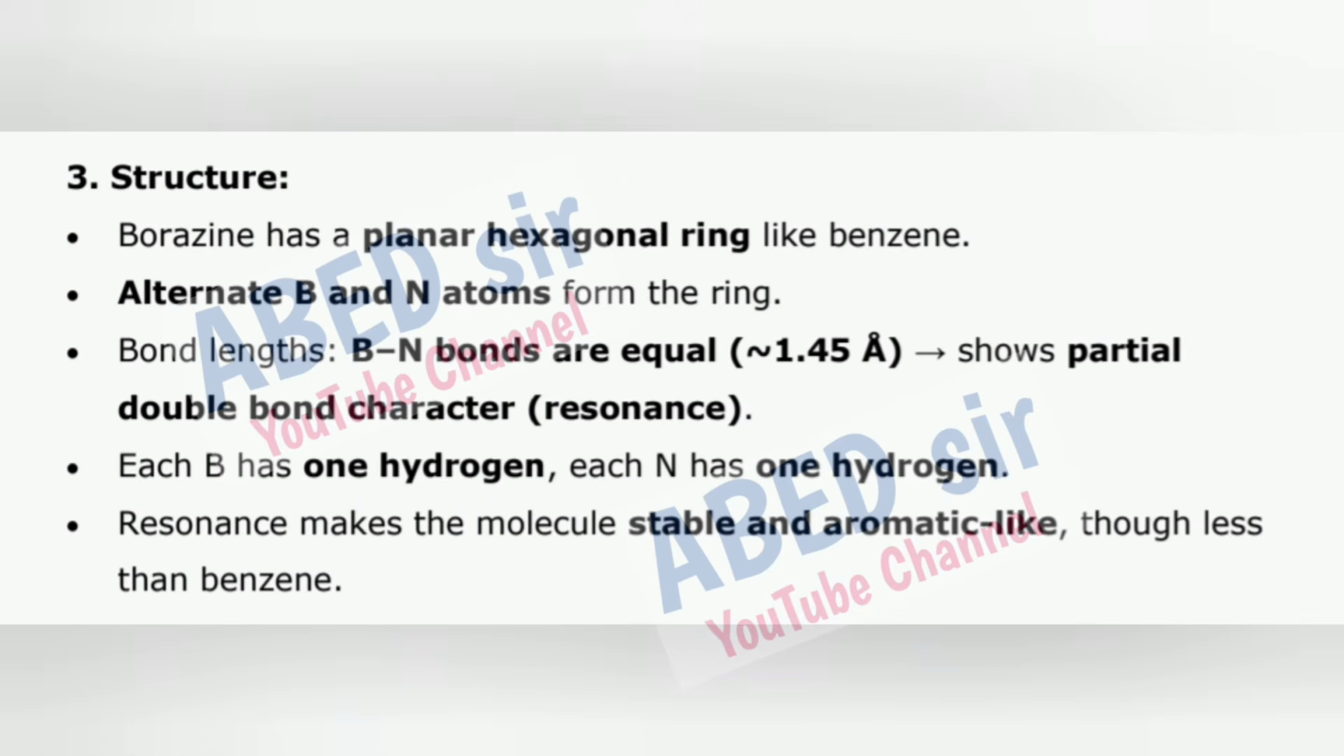3. Structure. Borazine has a planar hexagonal ring like benzene. Alternate B and N atoms form the ring. Bond lengths: B-N bonds are equal, ~1.45 Å, showing partial double bond character, resonance. Each B has 1 hydrogen, each N has 1 hydrogen. Resonance makes the molecule stable and aromatic-like, though less than benzene.